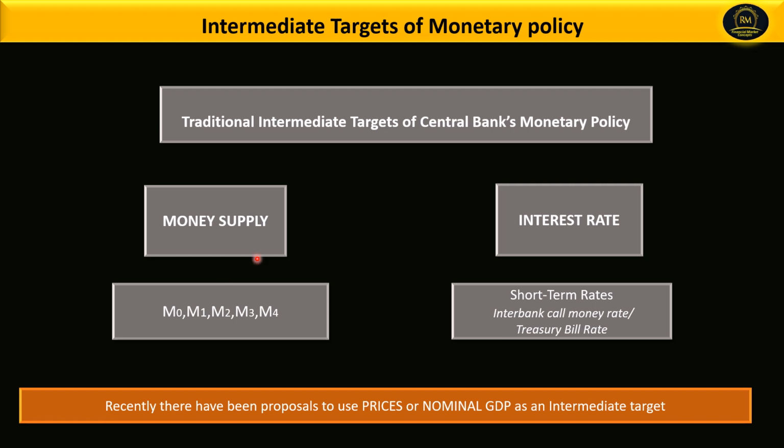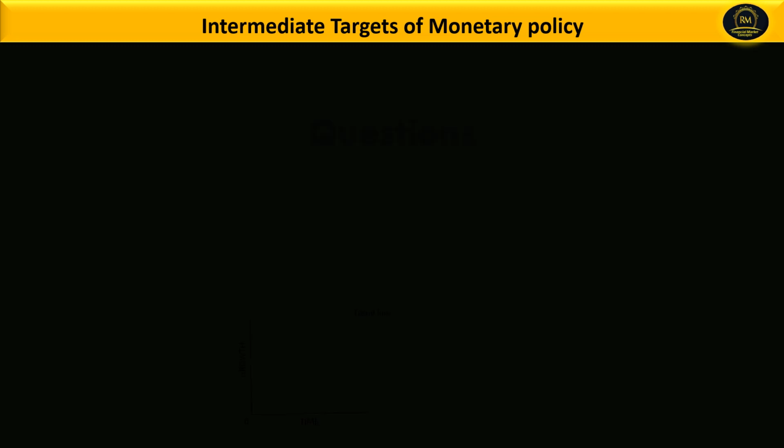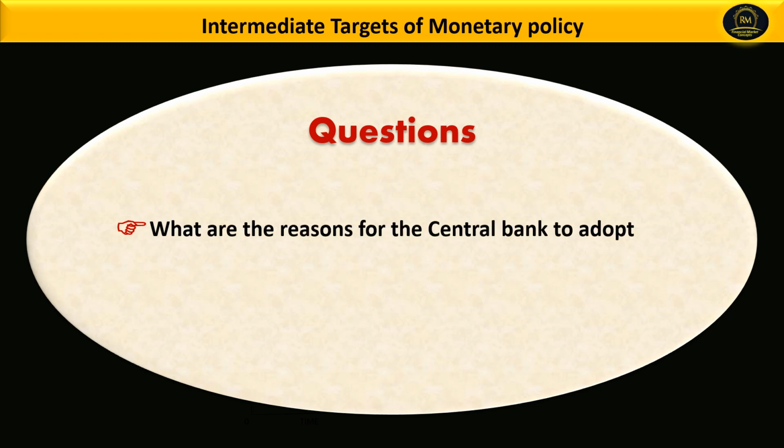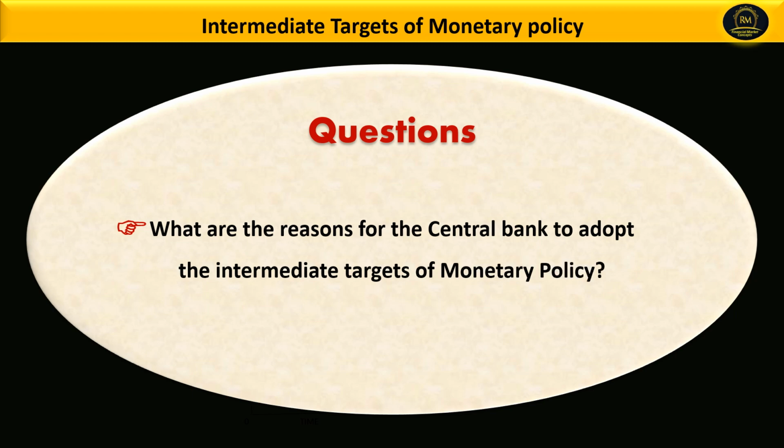So now let us find out the money supply as an intermediate target and interest rate as an intermediate target, and the case for and against the money supply and the interest rate, and which is better. Now the important question that comes here is, what are the reasons which are responsible for the central bank to adopt the intermediate targets of monetary policy.